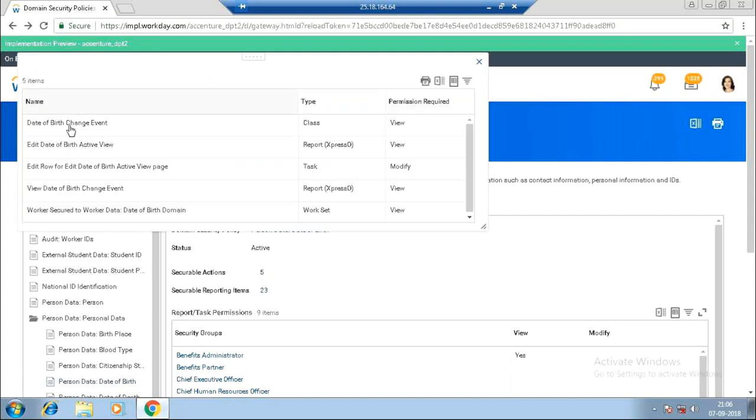If anybody can change, if anybody can edit, if anybody can view. So what does this mean? If you see here, there are two categories: one is view and one is modify, right? So that is what is covered under the securable actions, what he can do for this particular feed. Either he can see it or he can change it.